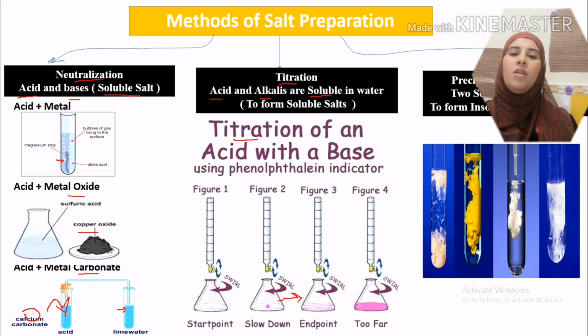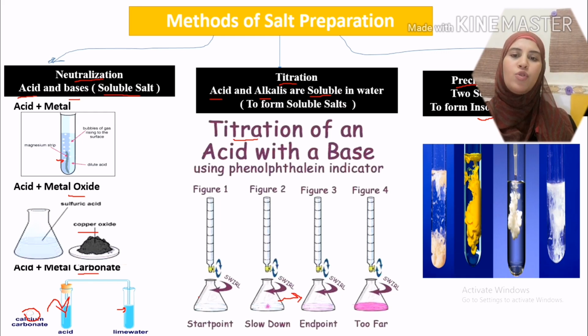Last type of reaction, precipitation reaction. Two soluble salts are reacted together to form an insoluble salt in water. So in our reaction we will have a precipitate like this. We will have a precipitate insoluble in water.